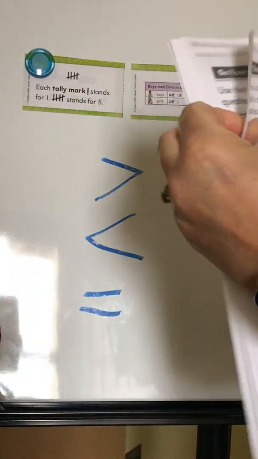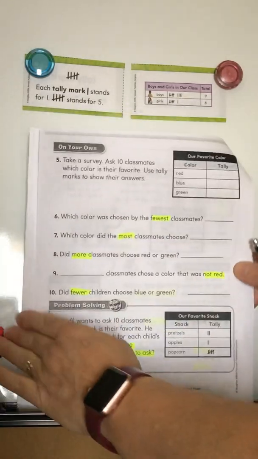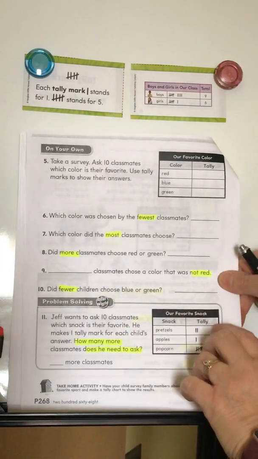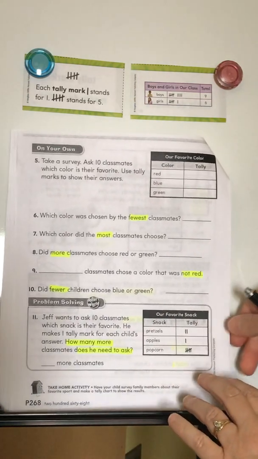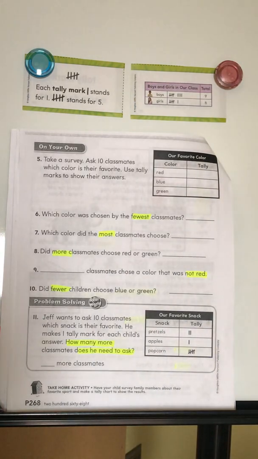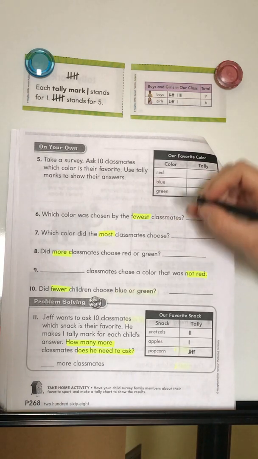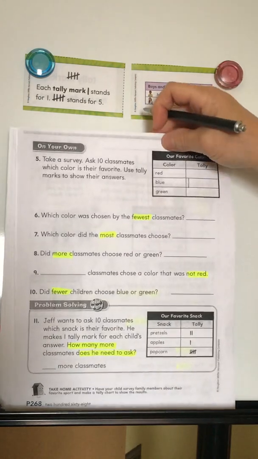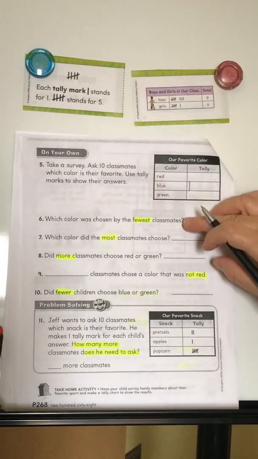All right, we got one more survey here to ask. We're going to ask 10 people, as many as we can, which color is their favorite? And we're going to use tally marks to show our answer. Okay, so we have the choices of red, blue, and green. Okay, of those, my favorite is blue because my real favorite, purple, is not on here.